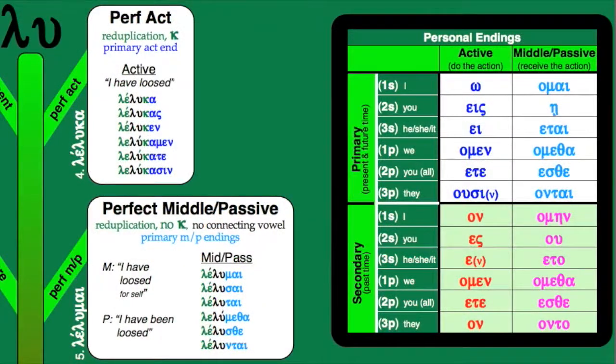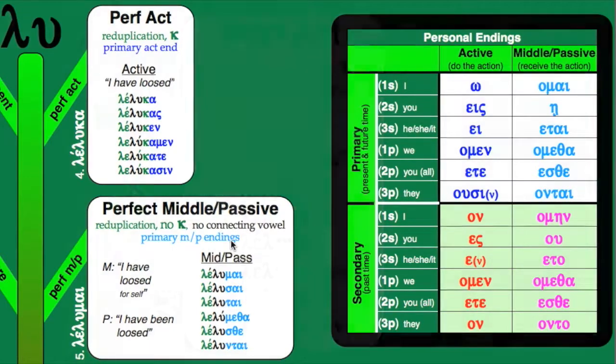Now, how do I know the formula for the perfect? Remember, right underneath the name of the tense is the formula. The formula for a perfect active is reduplication, a kappa, and a primary active ending. The formula for the perfect middle passive will be a reduplication, no kappa, no connecting vowel, and a primary middle passive ending. Now let's zoom in and look at that a little closer.